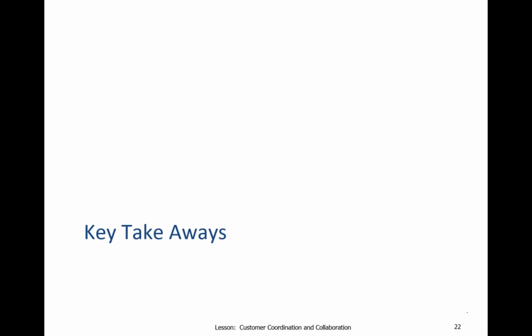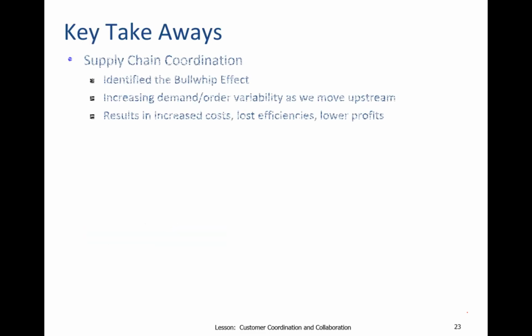So what are the key takeaways from this lesson? Well, there's a couple things. First, supply chain coordination. The whole idea of having the different players in the supply chain coordinate to improve the overall profitability. And the main culprit that we find that stops this supply chain coordination is what's known as the bullwhip effect. And so the bullwhip effect is essentially when the demand or order variability increases as we move upstream from the end customer to the original supplier.